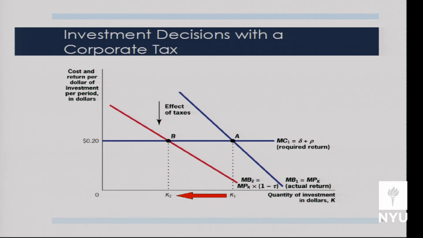Because 1 minus tau times the new MPK has to be equal to the same 20 cents, right? If tau goes from 0 to 30.35, it must be true that the new marginal productivity of capital must be higher. We know the marginal productivity of capital at the new equilibrium is higher than the old one. Because marginal productivity of capital is declining in capital, we know that the new level of capital must be lower than the original level of capital. And that's exactly what we see. We see a K2 to the left of K1. Does that make sense to everybody?